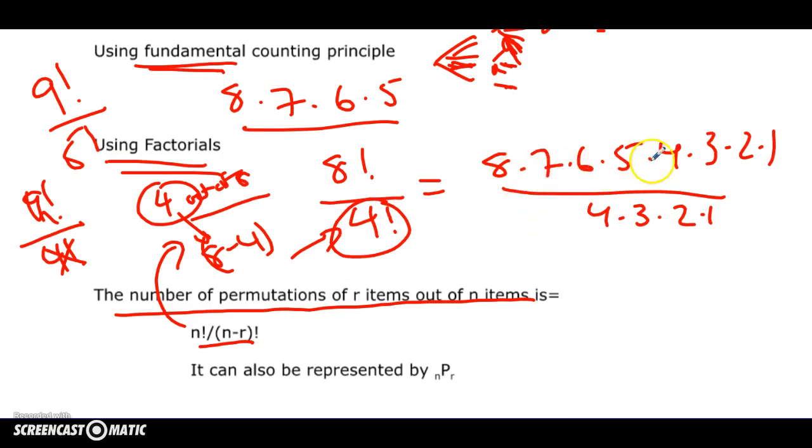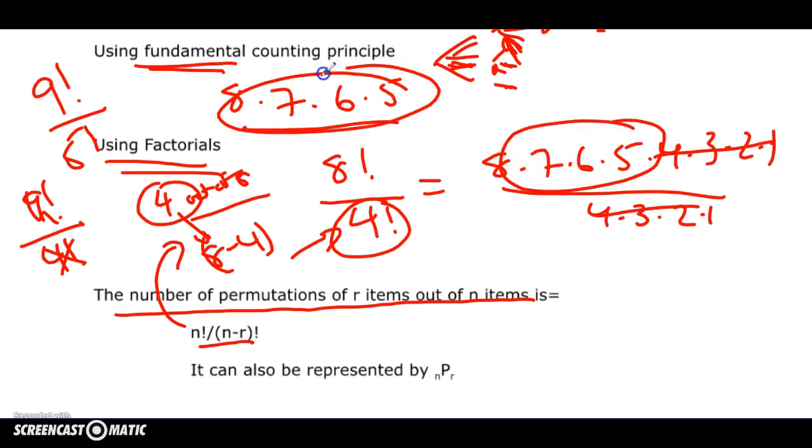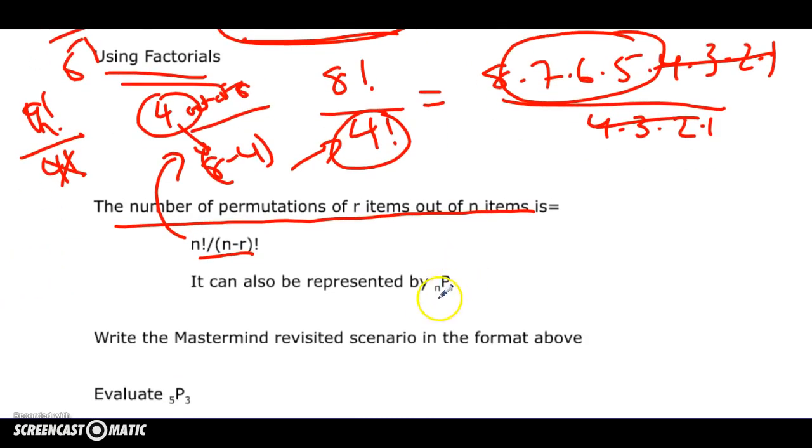So 8 times 7 times 6 times 5 times 4, okay? And then, but let's clean this up. That crosses out with that, and I'm left with 8 times 7 times 6 times 5. And that was what I did with the fundamental counting principle. Okay? So when we are choosing 8 out of 4 things, the way we would write that is you go like this.